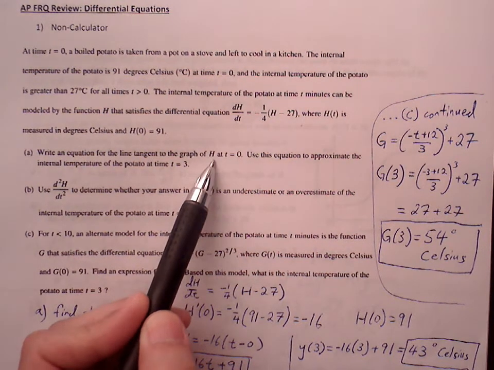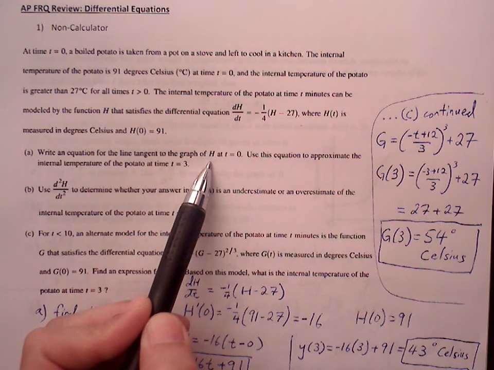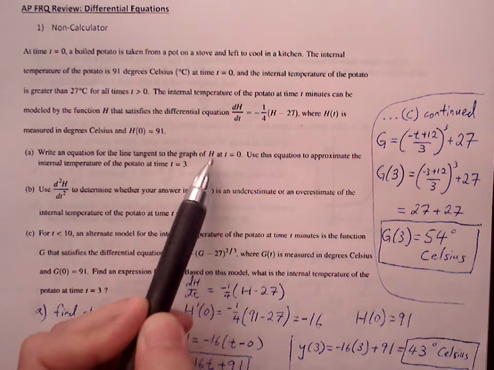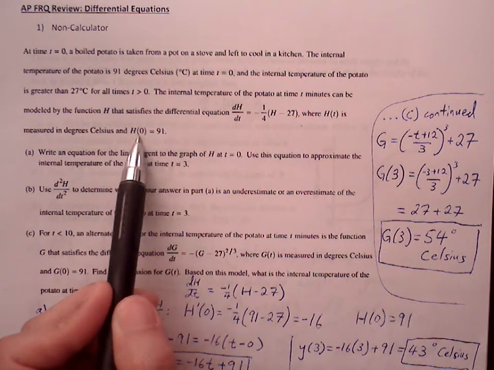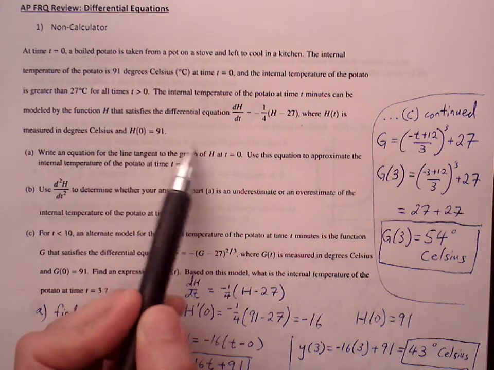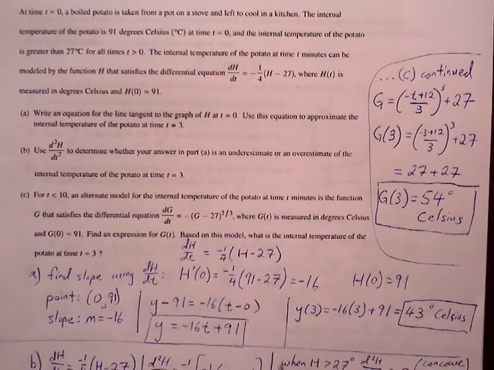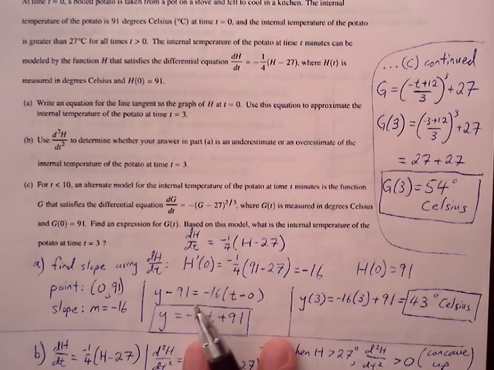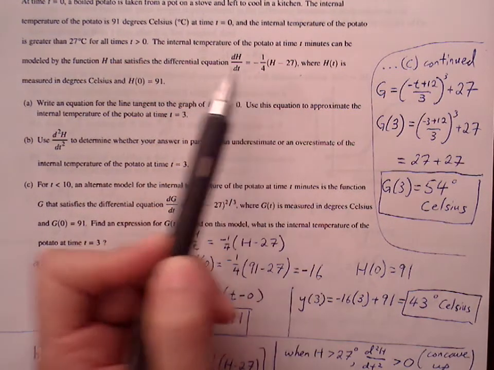So in order for us to write an equation of the tangent line, we need to find an ordered pair and we need to find the slope. Well, the ordered pair should be easy because we have that information already provided for us. H of 0 equals 91. So to find the slope, we have to use some sort of derivative formula, which we do have. That's what the dH/dt is going to help us with.